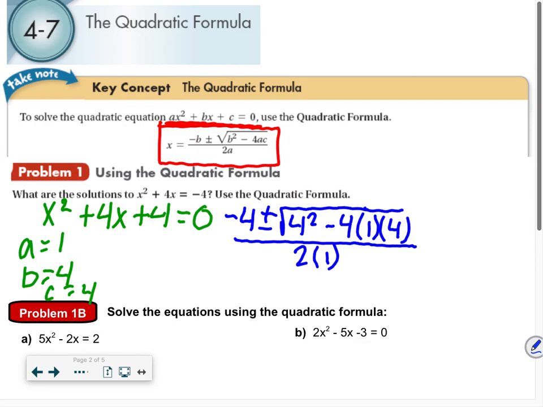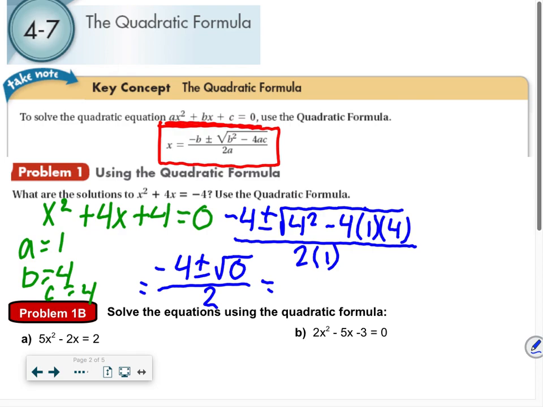Now we're going to do mental math. What is 4 squared? 16. What's 4 times 1 times 4? 16. So what's 16 minus 16? 0. So I get negative 4 plus or minus the square root of 0 over 2. What's the square root of 0? 0. So does it matter if I add or subtract 0 from negative 4? No.